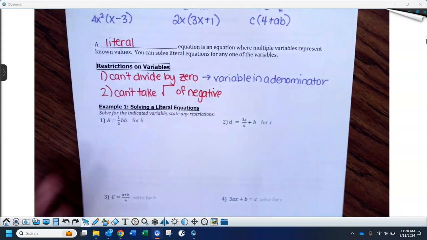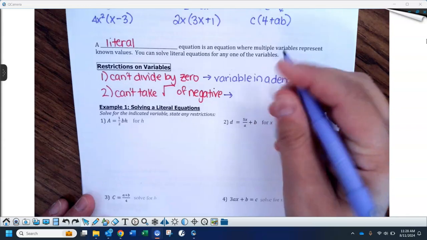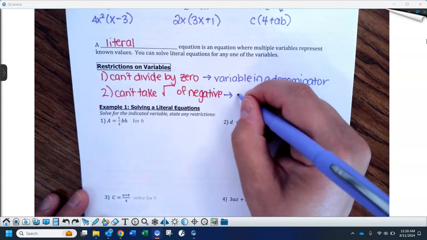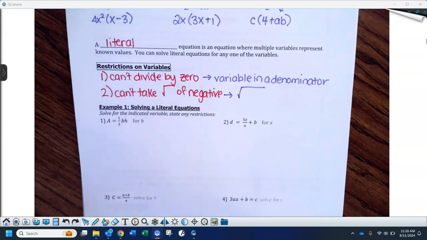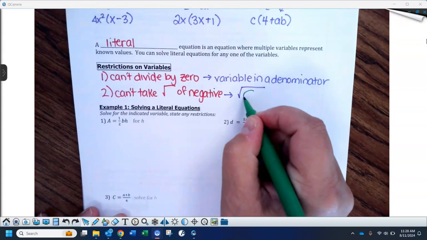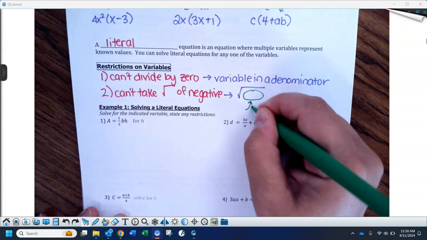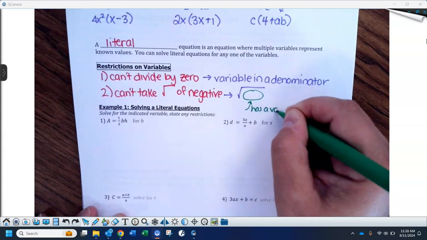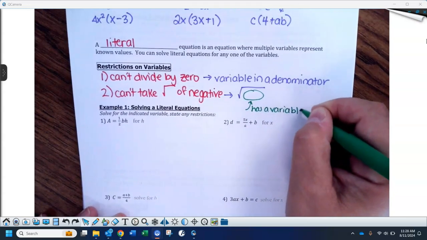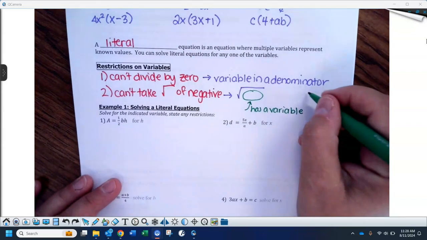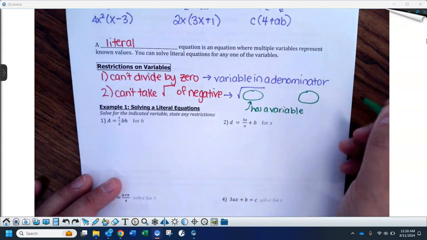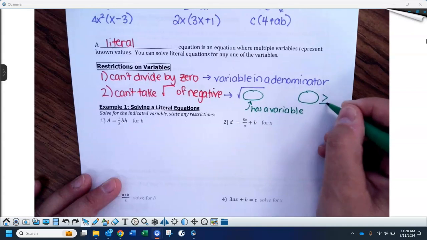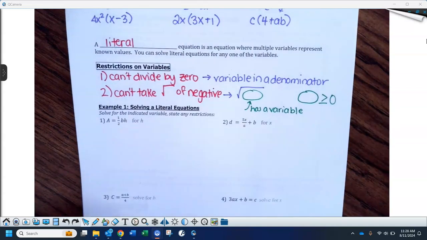Alright, so the situation, I think there's only one problem on here that does this. If you have a square root, and whatever is under the square root has a variable (if it's just a number, it doesn't matter), you take, not including the square root, whatever's under the square root, and you have to set that greater than or equal to 0. It's okay to be equal to 0, it just can't take the square root of a negative number. So you can take the square root of 0.